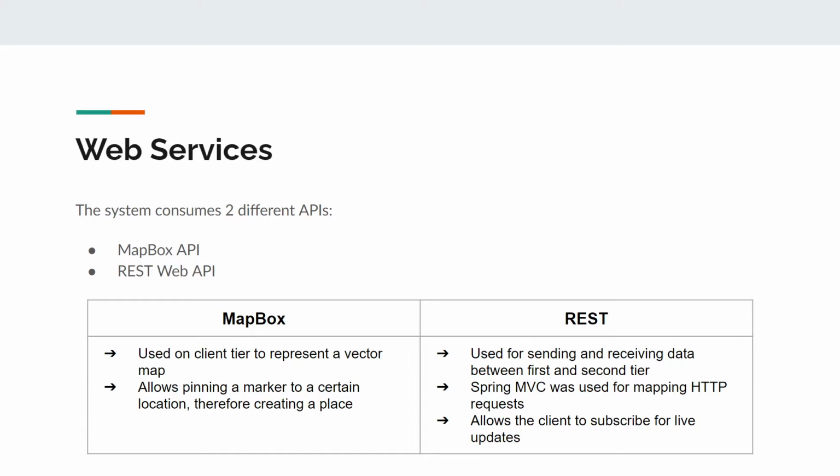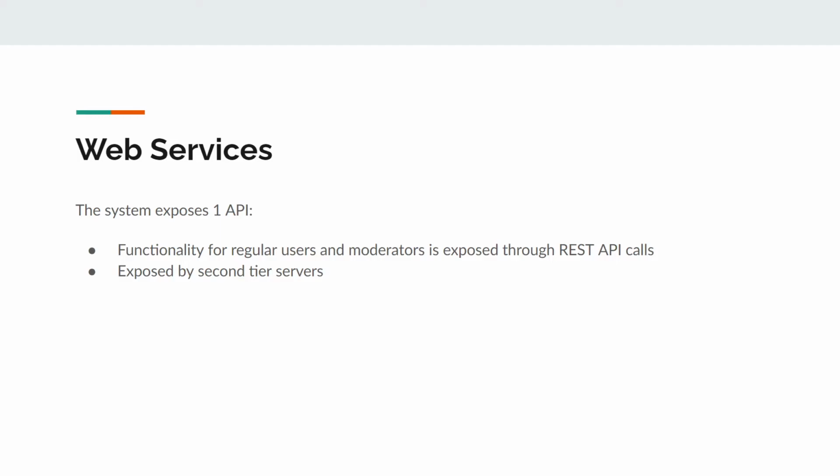for sending and receiving data between them, using the Spring MVC for mapping HTTP requests. Also, the REST web API allowed the client to subscribe for live updates, as mentioned before. Following the web services, this system also exposes one API, which is exposed by the second tier, and is the functionality for regular users and moderators through REST API calls.